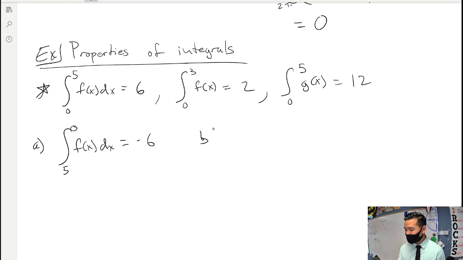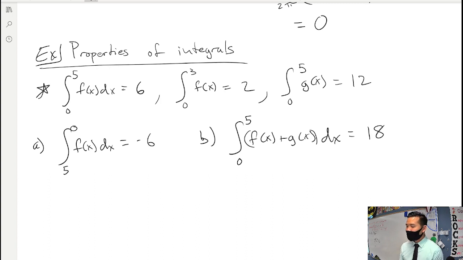You also understand other properties. For example, what's the integral from 0 to 5 of f of x plus g of x dx? It would just be 18. It's the area underneath f of x plus the area underneath g of x, and we just add them together. What if it was minus? You subtract the two of them.